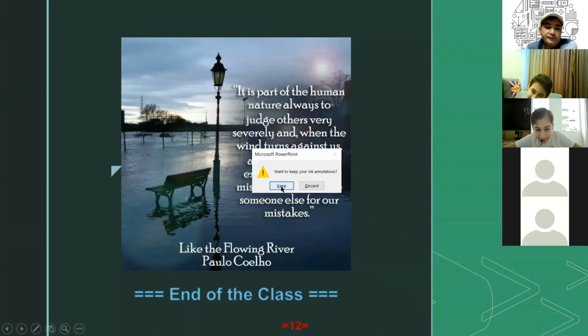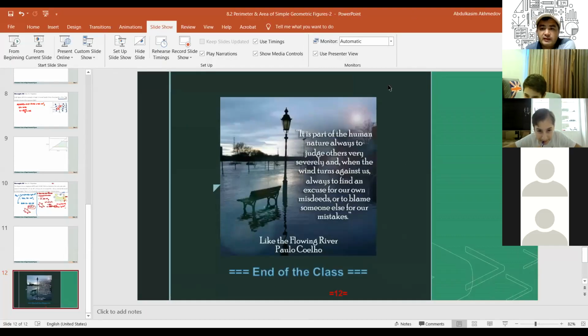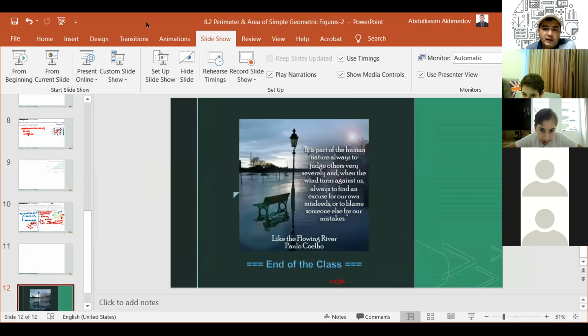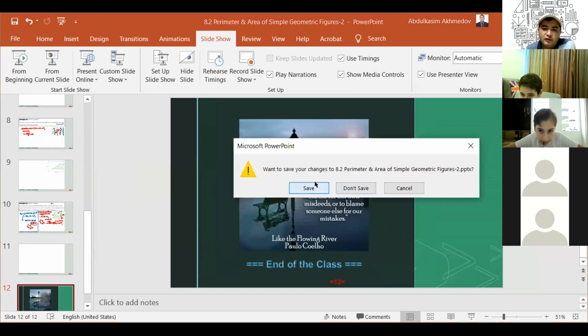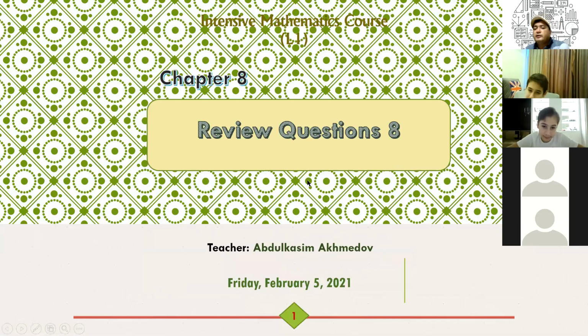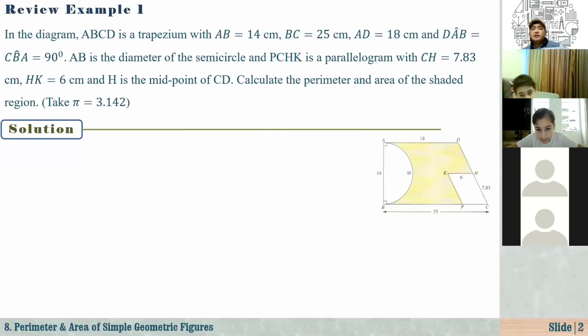Okay guys, let's continue. Now we are going to solve more questions. I don't solve questions anymore. I ask you, and if you cannot solve, we solve together. If you solve correctly, we'll just move to the next question. Review questions 8. So let's start with this. We need to find the perimeter and the area of the shaded figure.